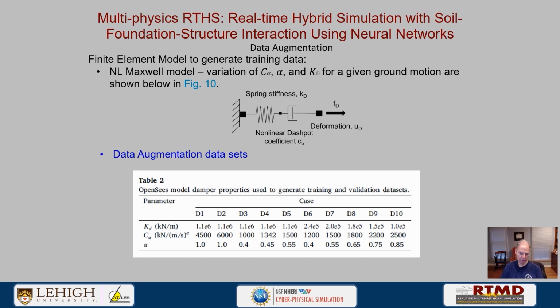So here are some of the damper properties that we prescribed in the nonlinear Maxwell element in OpenSees. It's a wide range. I think there's 10 cases here, and those are the data sets, and they were used for the various ground motions.